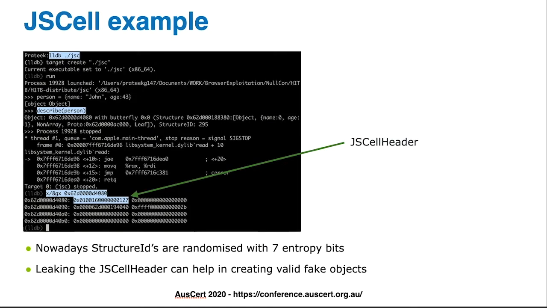So nowadays, as we discussed, the structure IDs are randomized, and hence leaking the JSCell header is important in creating valid fake objects. So in this case, you can see that you have an object called person, and the JSCell header is located at this address. So in this case, you can see that the address of the object starts at 4080. So the JSCell header comes at the very first.